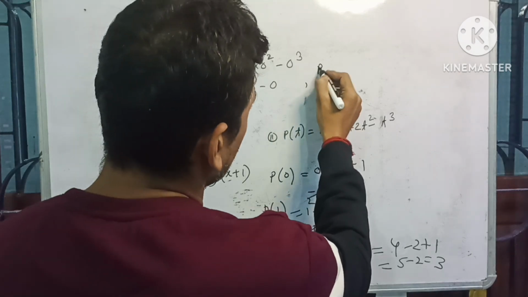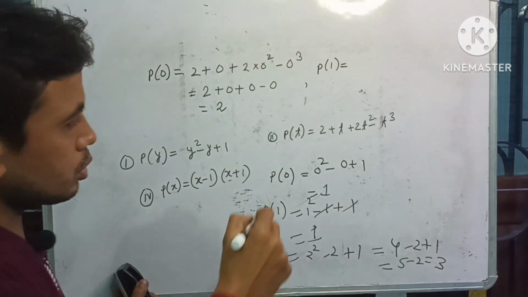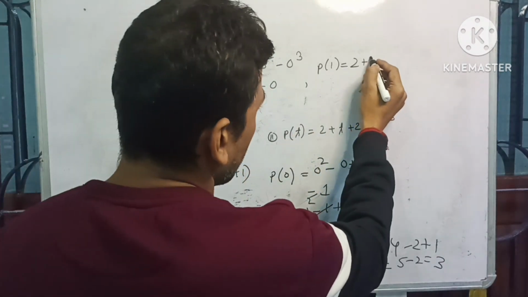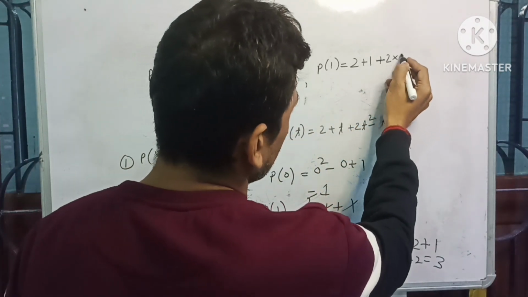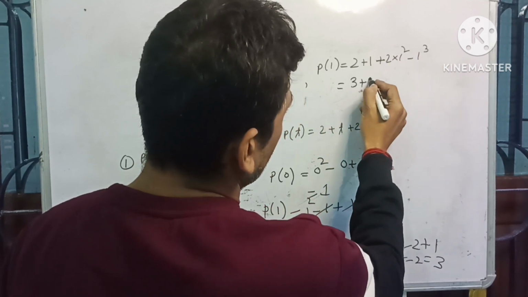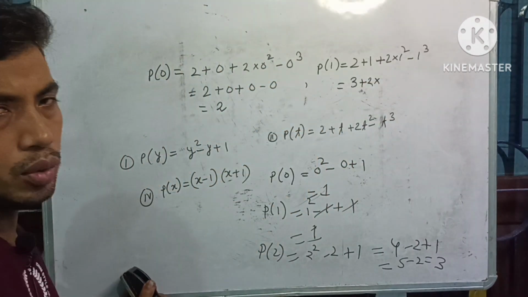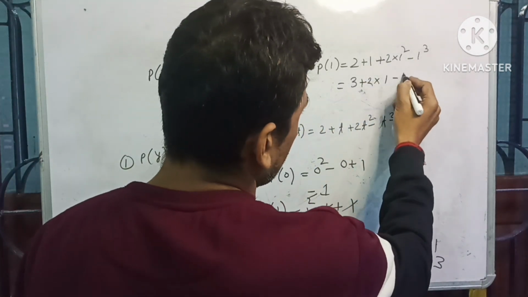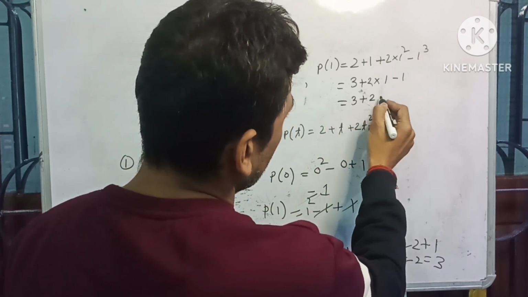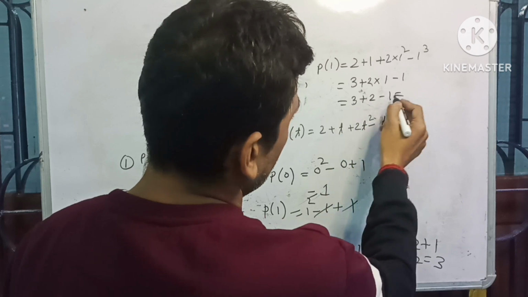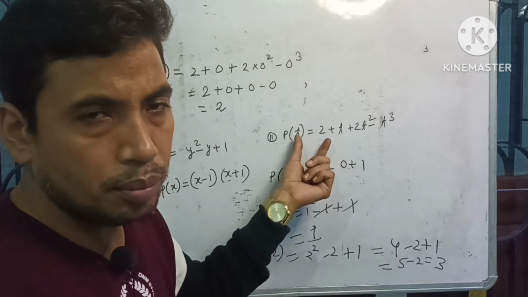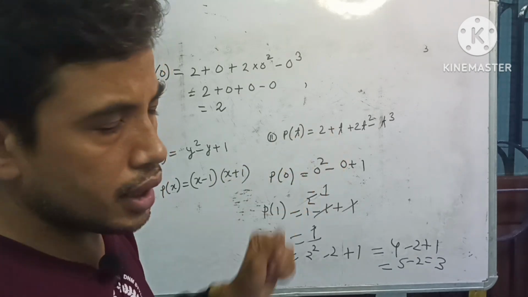Now you see P1. P1 means we replace t by 1. So we put 1 in place of t. So 2 plus 1 plus 2 into t square, that means 1 square, minus 1 cube. 2 plus 1, 3 plus 2. 1 square means 1 into 1, that means 1, minus 1 cube means 1. 3 plus 2 minus 1, that means 3 plus 2, 5, 5 minus 1, 4. Okay? Similarly, you can find the value of P2. You replace here t by 2.